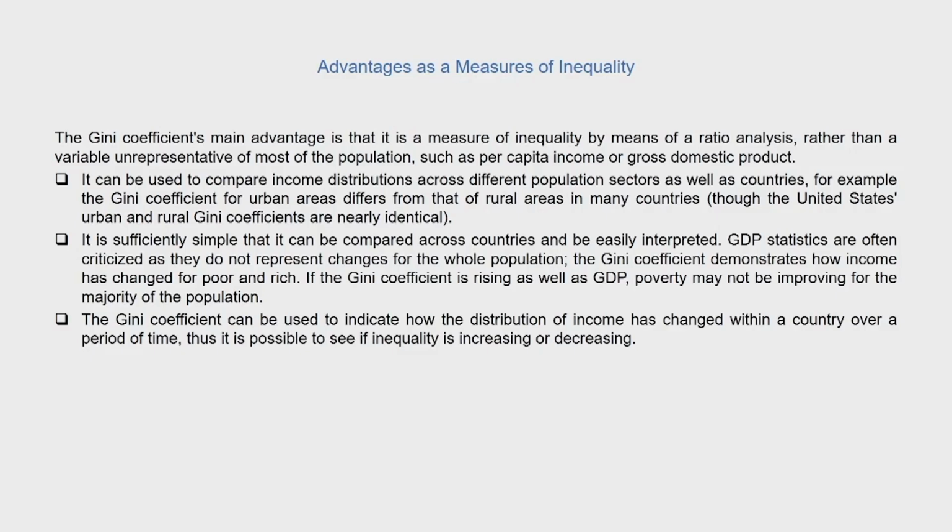It is also sufficiently simple that it can be compared. The Gini coefficient is sufficiently simple that it can be compared across countries and be easily interpreted. GDP statistics are often criticized as they do not represent changes for the whole population, and the Gini coefficient demonstrates how income has changed for poor and rich. So if the Gini coefficient is rising as well as GDP, poverty may not be improving for the majority of the population. And this point is very important, where the calculation of the Gini coefficient for the income distribution within the population will give us a sense of how far the economy has progressed.